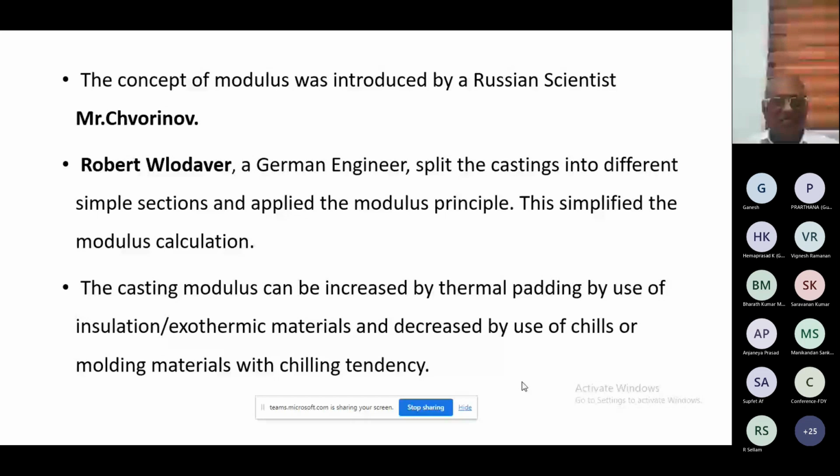The concept of modulus was introduced by a Russian scientist, Mr. Chvorinov. Wlodawer, a German engineer, split the castings into different simple sections and applied the modulus principle. This simplified the modulus calculation. The casting modulus can be increased by thermal padding, by use of insulation or exothermic materials, or molding materials, or decreased with chilling.